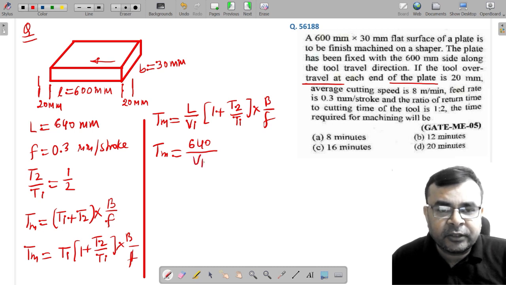Velocity is not given here. Actually, we need to determine this velocity. No. Yes, velocity is also given, no need to worry about this. This is 8 meter per minute. So can I say 8000 millimeter per minute?